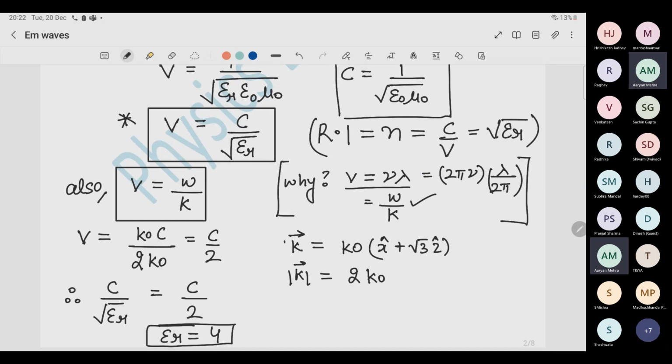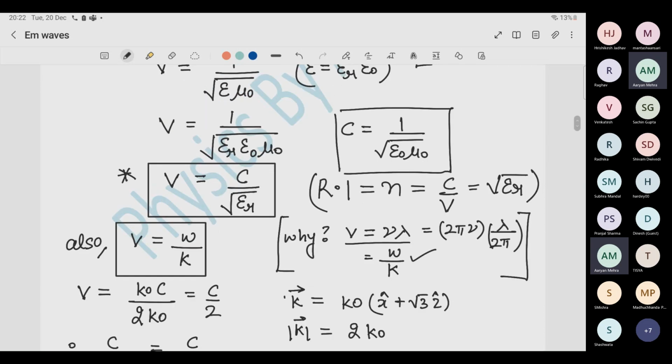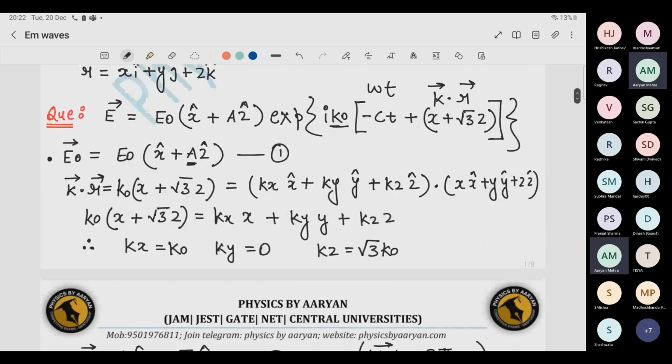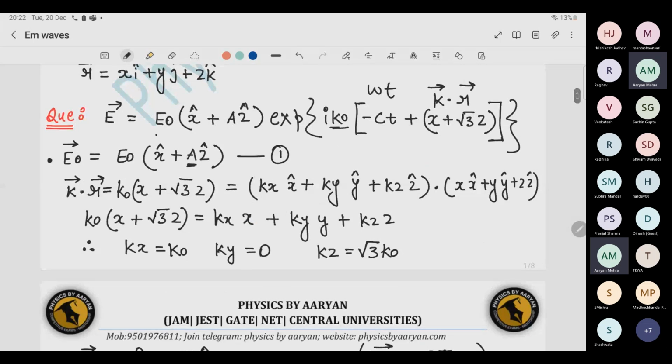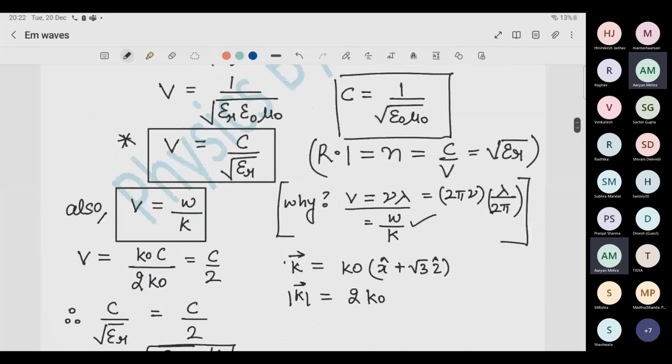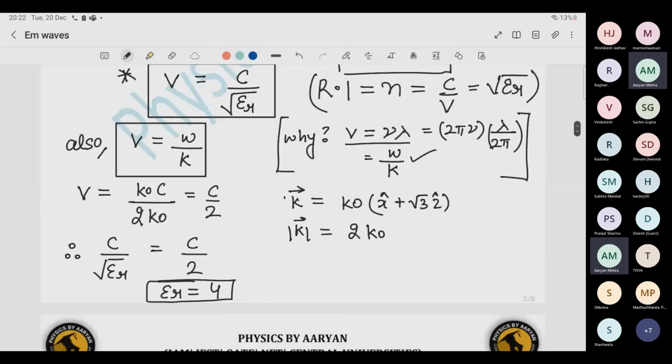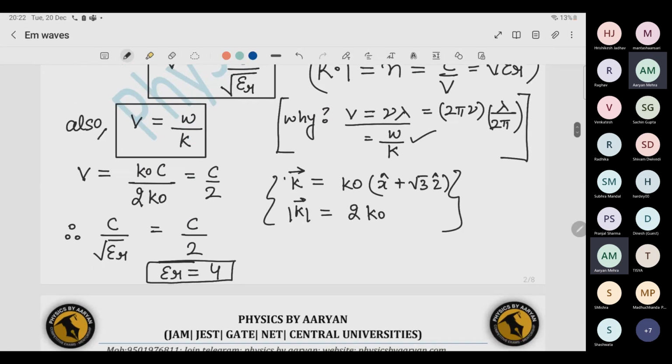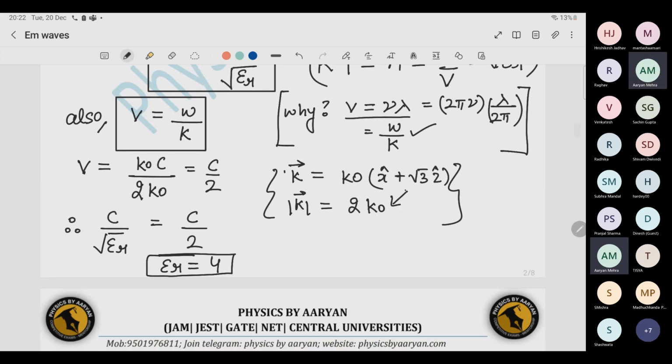Why do I write V in terms of omega by k? Because omega and k I can find from my electric field, right? If anyone gives you this kind of equation, you know what omega is, you know what k is, right? So that's why I want to write my speed in terms of omega by k. So from that equation, you have already found the k. This we have already found. If we take its magnitude, you found 2k naught, right? Very easy. I give you 30 seconds to understand the magnitude is 2k naught. Just try to think.